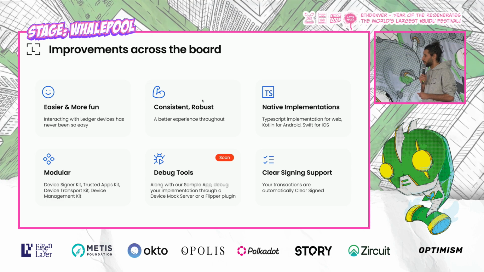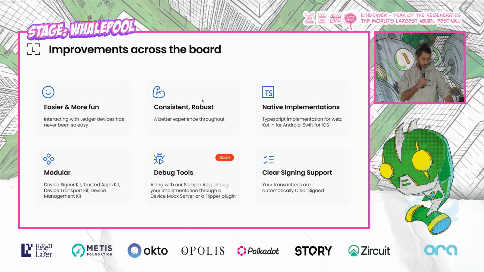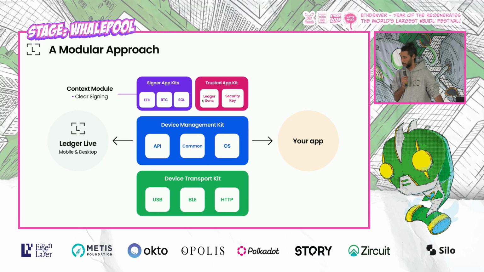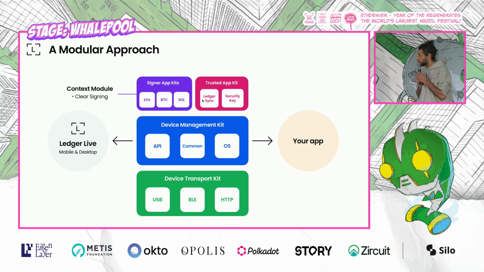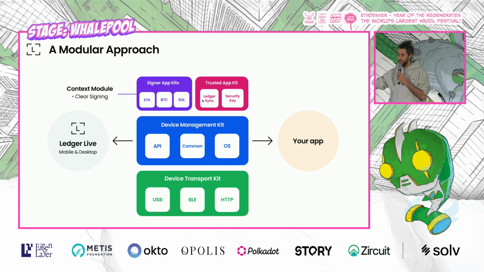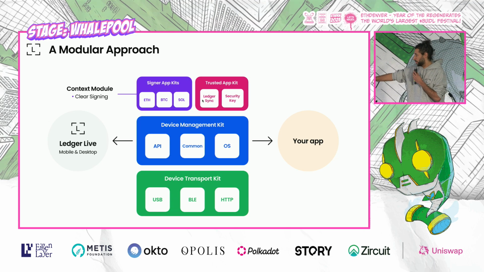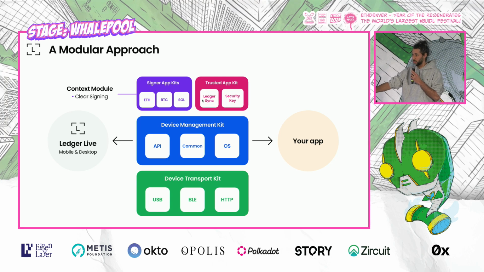Yeah, and forthcoming debugging tools, and then clear signing, which we'll talk a little bit about as well in this talk. So this is how the kit is actually composed. I think it all starts with a communication with the device. That's the green box at the very bottom. So you can see that we support USB and BLE in terms of communication tools with the device.